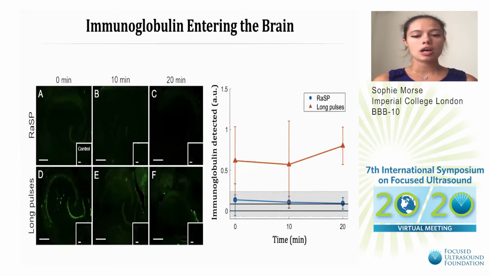With the immunoglobulin, the much larger protein, we see none at all across all time points with the RaSP sequence. So our size threshold of compounds that enter the brain with this RaSP sequence at this pressure is somewhere between albumin and immunoglobulin. And overall, we see less of these neurotoxic proteins inside of the brain with the RaSP sequence.